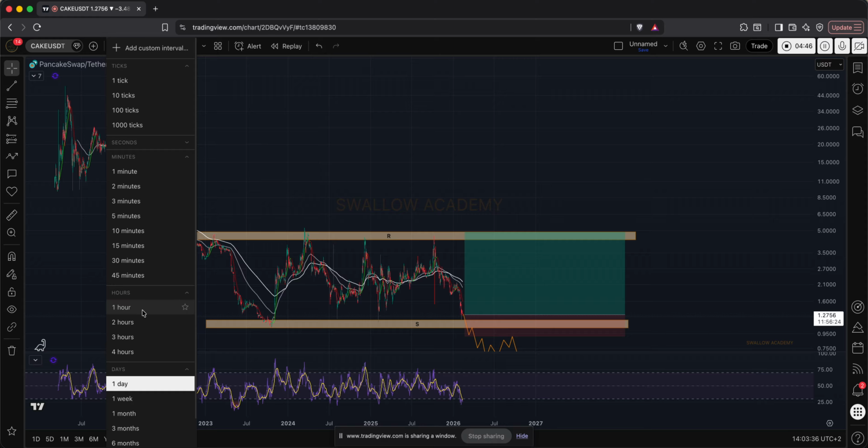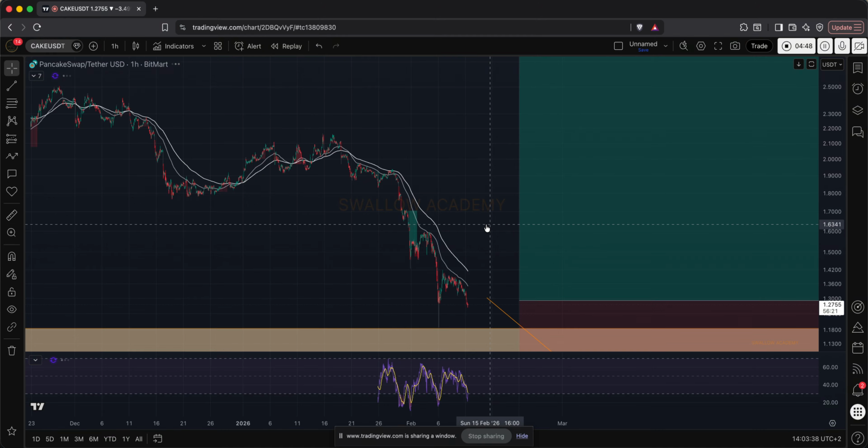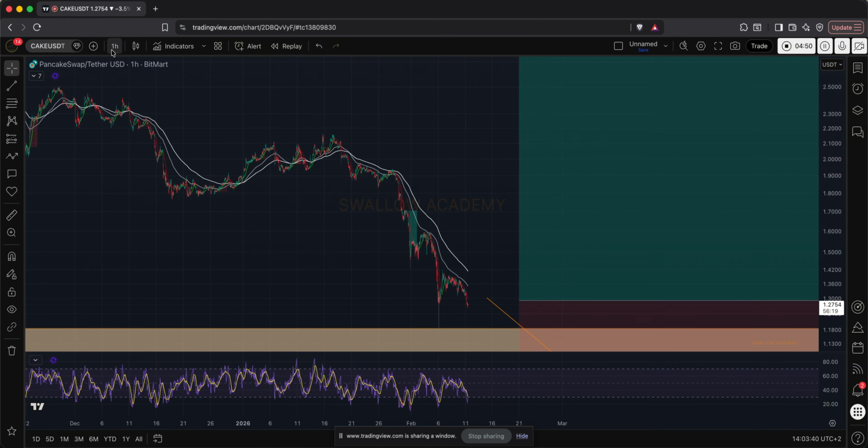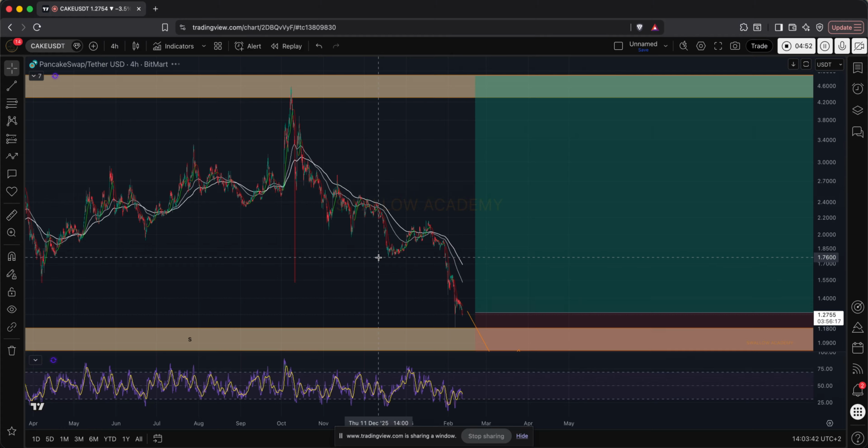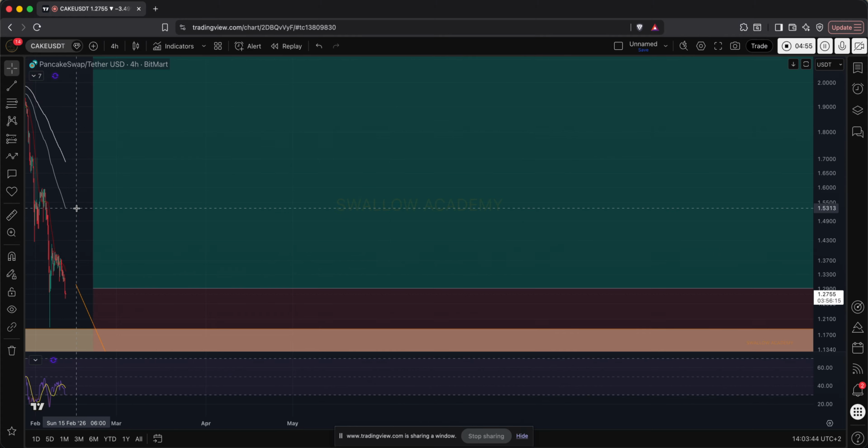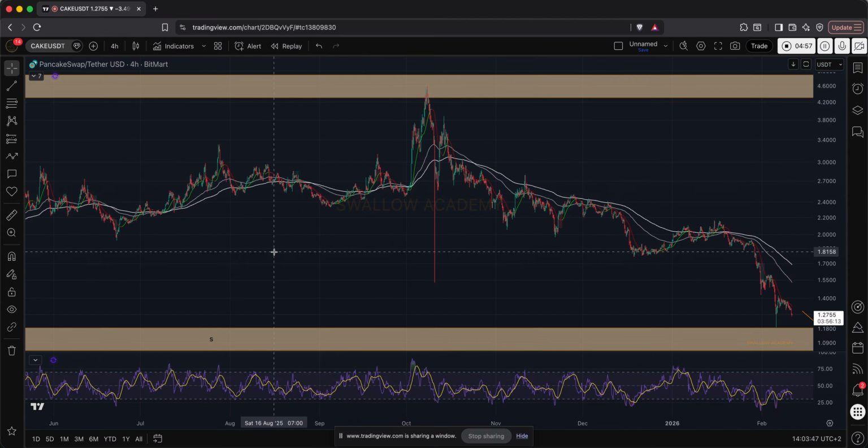Now, before finishing the video, I'm going to go to the hourly time frame, just to point out one thing that some of you have been asking us, which is the CME gaps and why we like them so much.